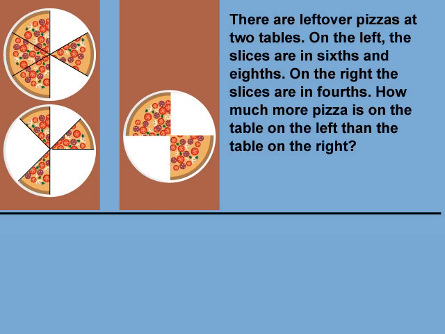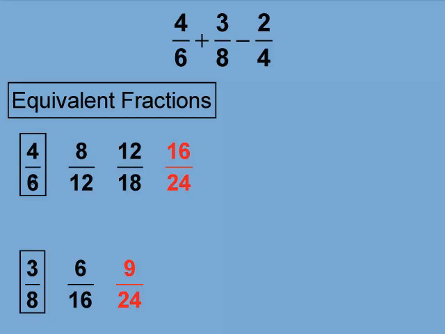To find out how much more the left side has than the right, simplify this fraction expression: 4/6 plus 3/8 minus 2/4. While we can simplify some of these fractions, it doesn't change the need for finding a common denominator. So let's find equivalent fractions for 4/6 and 3/8. As you can see, the common denominator for 4/6 and 3/8 is 24.